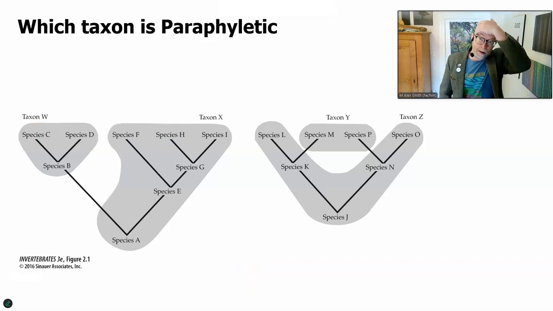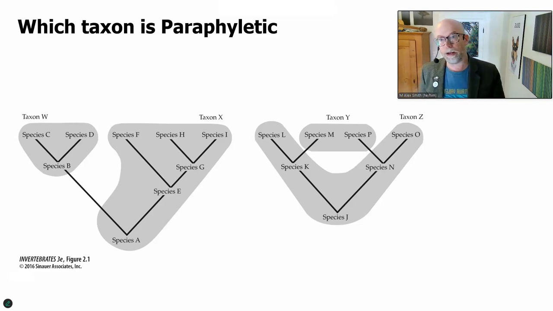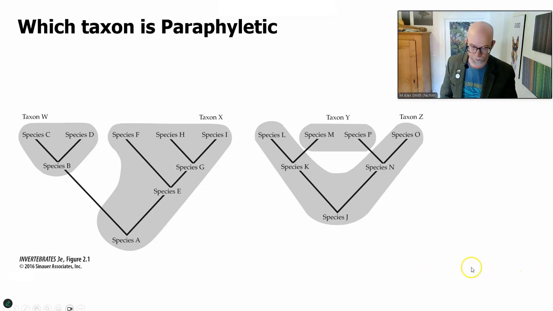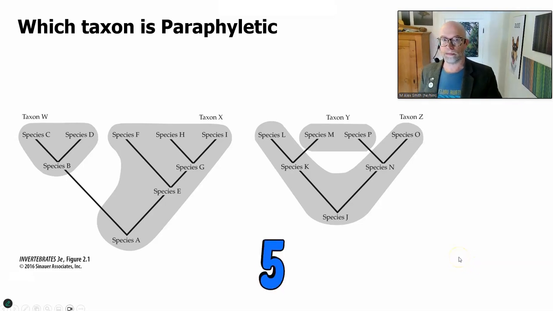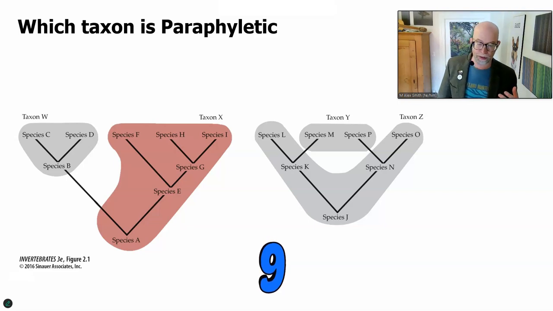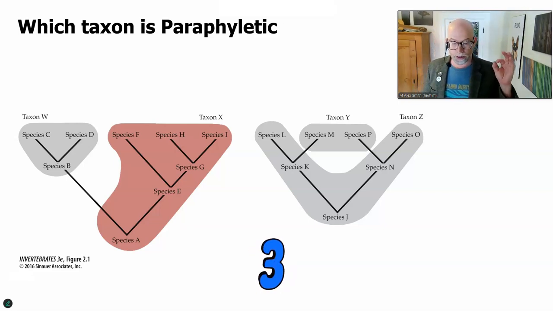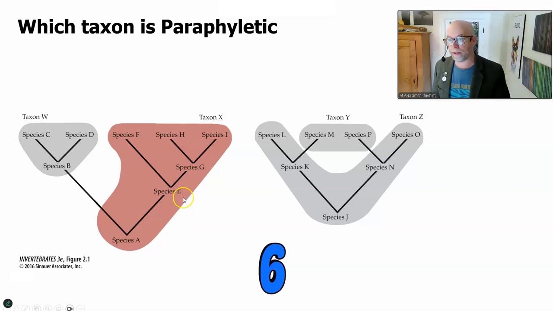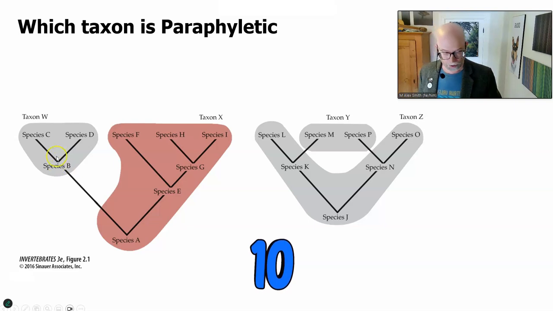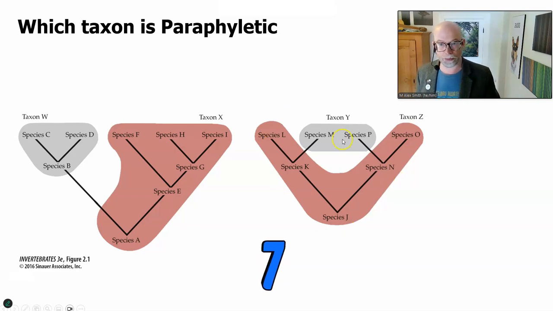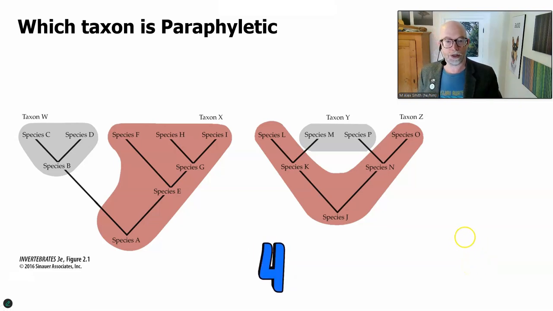The next one, show me, and you're going to pause me again for a second, which taxon here is paraphyletic. Paraphyly, there's one example here with taxon X. Paraphyly is something that includes the ancestor, so like A, but only some of the descendants. So everything E, G, I, H, but it excludes B, C, and D. Taxon Z is also paraphyletic because it excludes M and P. So paraphyly, common ancestor, but not all of the descendant lineages.